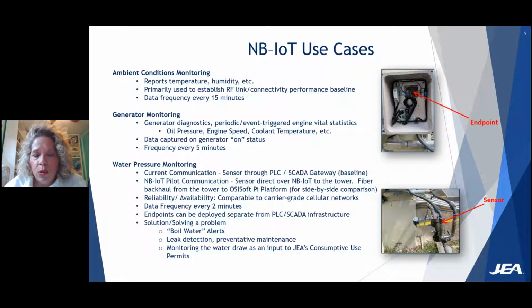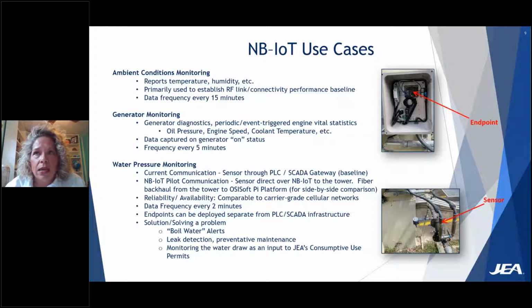The endpoints can be deployed separately from the PLC and the SCADA interface. And there were just a few problems that we were looking to solve by utilizing this sensor. For the boil water alerts, identifying those leaks sooner and being able to fix them allowed us to really narrow down the boil water notices, which is important to our customers. And then for the leak detection, that faster response, of course, the faster that we're handling the leak, the less damage and the less impact to our customers. So customer satisfaction is something that's really important to JEA, and keeping any outage time down for customers. And then the last one was really around managing our consumptive use permits.